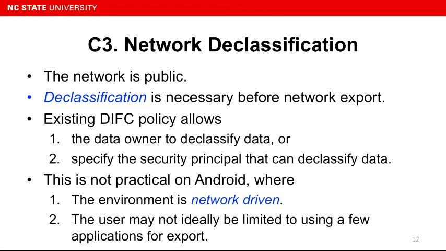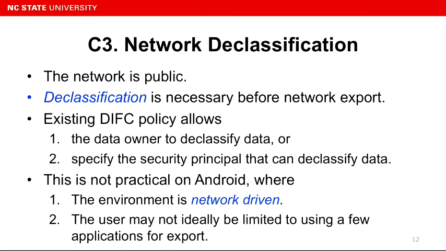The first approach is problematic on Android because Android is extremely network driven. Right? You have many applications that are continuously connecting to the network. And in such a network driven environment, it is very inefficient to continuously call back the data owner. The other problem is that when you specify other security principles to declassify your data for you, you then include them in your trusted computing base, and this is dangerous. Other than that, using only a small subset of applications to declassify data prohibits the user from using a third-party client to export data to the network. So the user is prohibited from using a third-party email client or a third-party cloud client to sync with the very servers that any other regular permitted client would do.